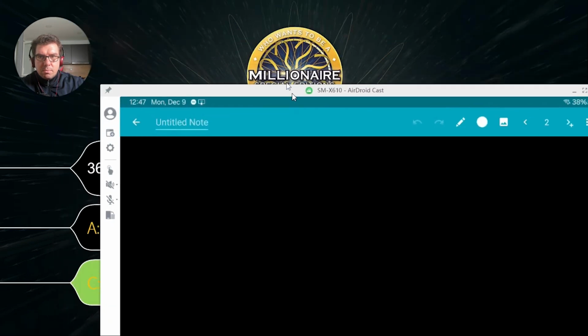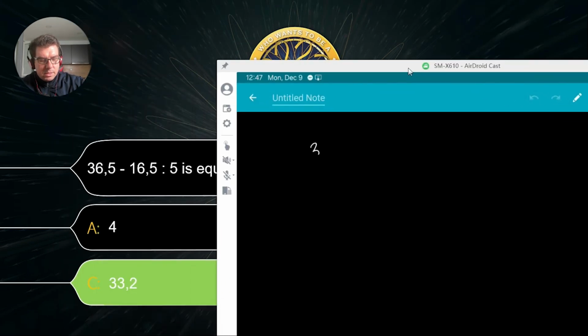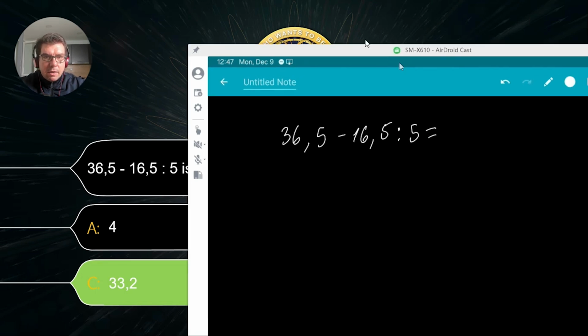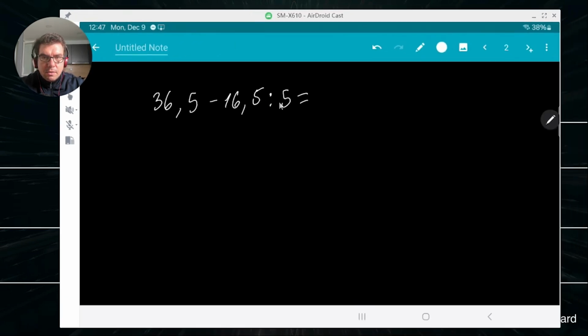So the question was 36.5 minus 16.5 divided by 5. Obviously we have priorities of operations, so first is the division and after that we subtract. So first we need to divide 16.5 by 5. I copy 36.5 minus, and I start dividing. 16 divided by 5 is 3. Okay, I get a remainder of 1. I add the dot here, bring down the 5, I get 15 divided by 5, which is 3, so 3.3.